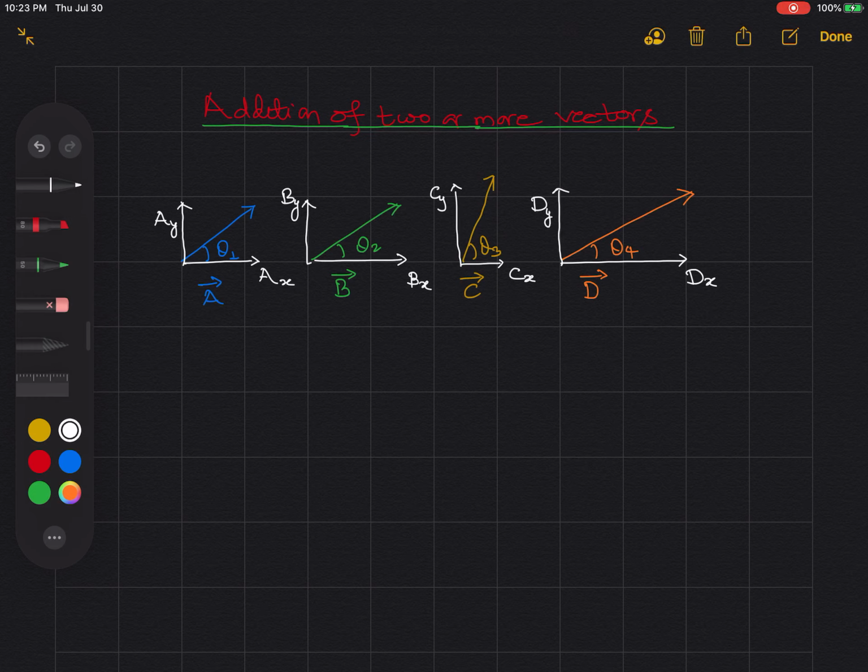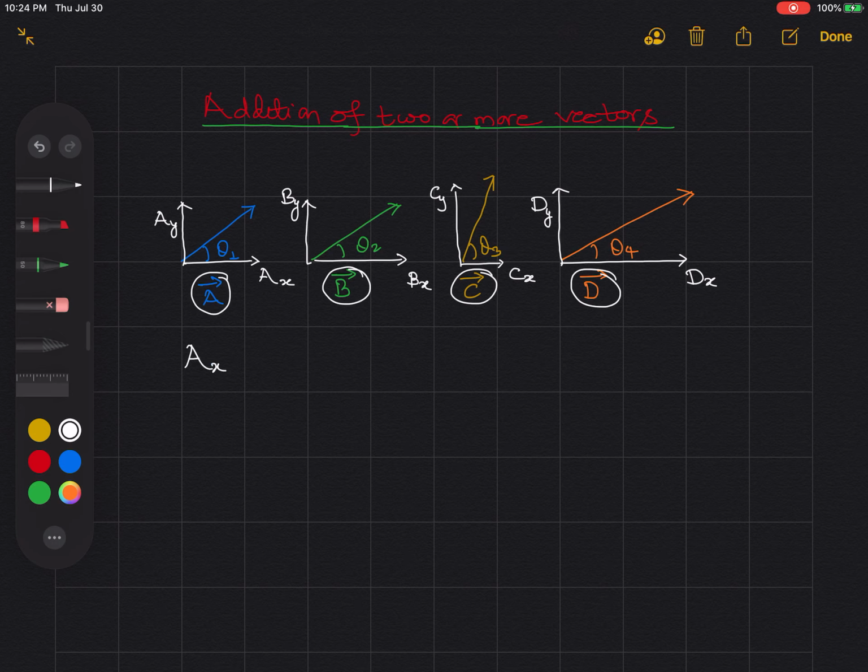So here I consider 4 vectors: vector a, vector b, vector c, vector d. And you can add more than these. You need to take one another vector, and the angles theta 1, theta 2, theta 3, theta 4 are the angles made with respect to the x axis. So now I am going to write the different components.